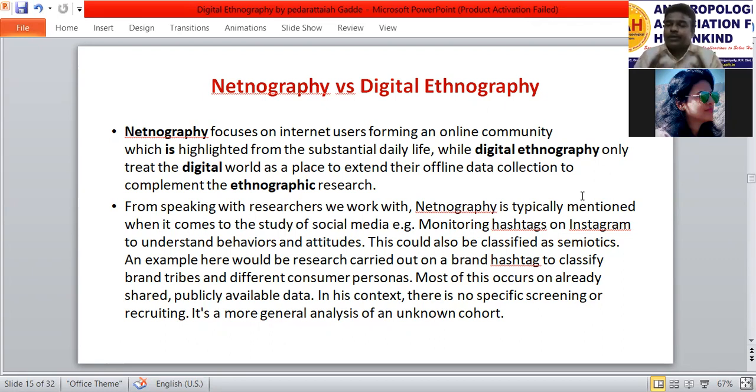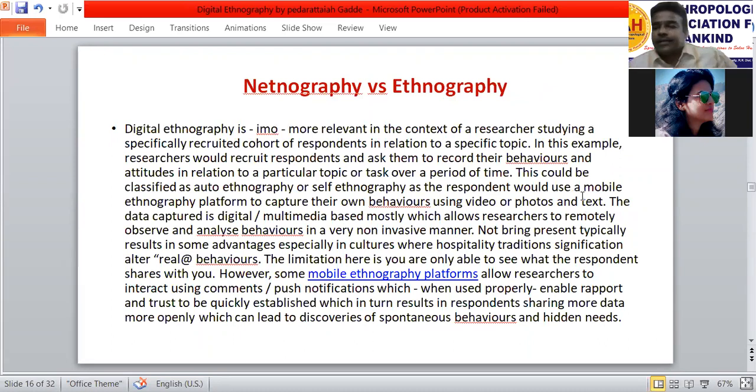So netnography is purely engaging with data available and published online, whereas digital ethnography is more relevant in the context of a researcher studying a specifically recruited cohort of respondents in relation to a specific topic. You see, we identify respondents and key informants. We use digital technologies, we enter the digital world to interact with our respondents and key informants to collect the required data related to our chosen topic or research problem. So that's where digital ethnography is different from netnography.